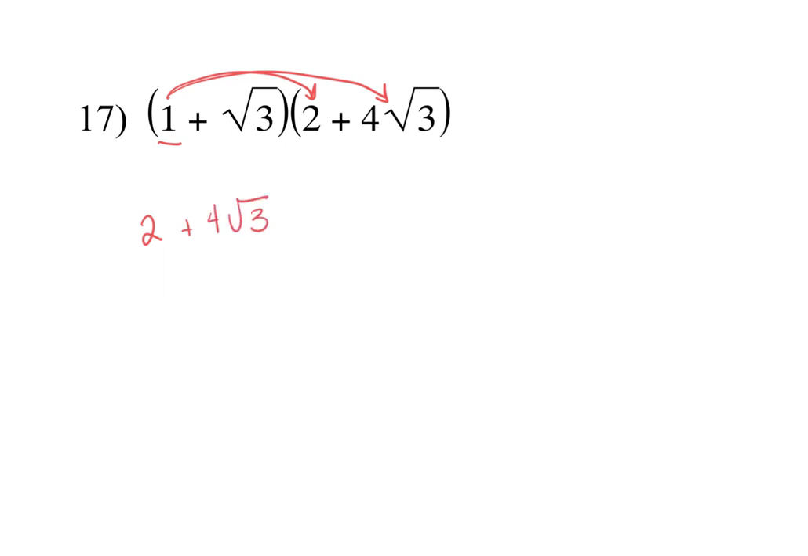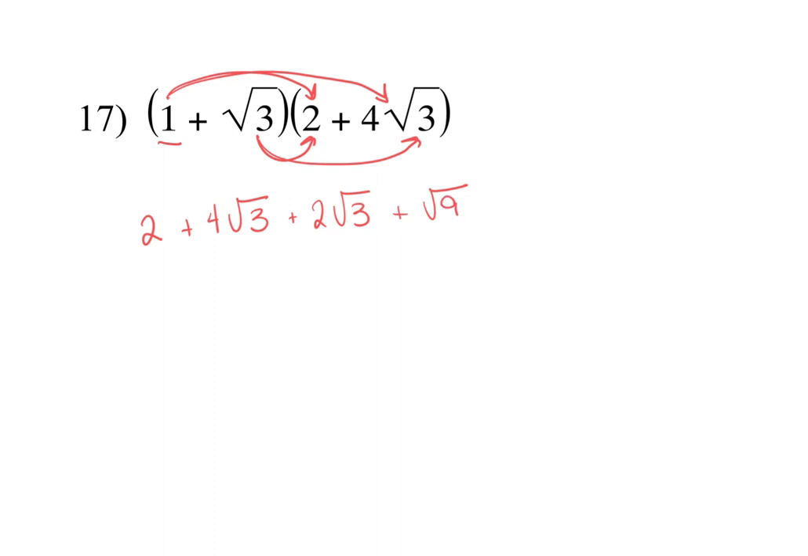I'm going to now distribute the square root of 3. Square root of 3 times 2. That 2 is on the outside. That 3 is on the inside. They stay the same because they cannot multiply. Square root of 3 times the square root of 3. That is the square root of 9.